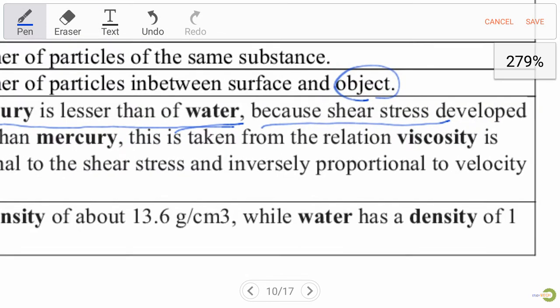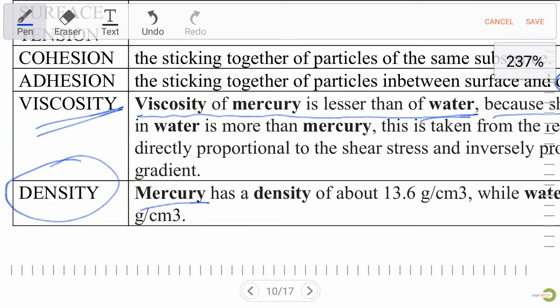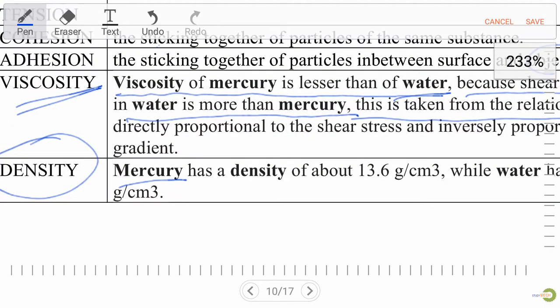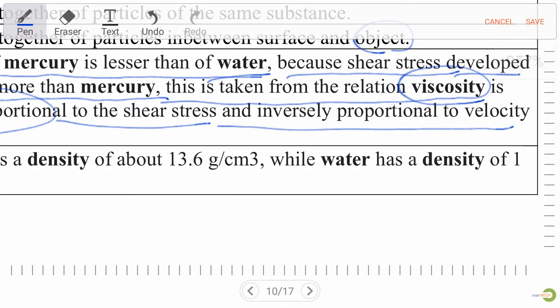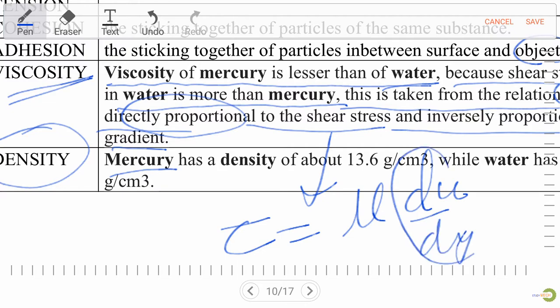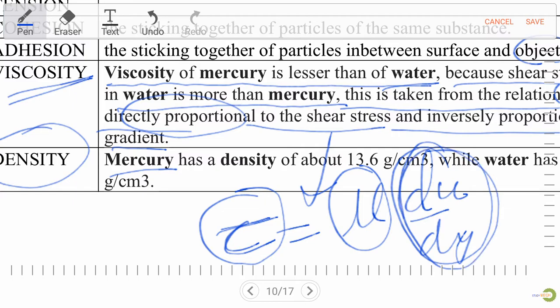Because shear stress developed in water is more than in mercury. This is taken from the relation: viscosity is directly proportional to shear stress and inversely proportional to velocity gradient. Now this relation tells that tau is equal to mu du by dy, and everybody knows du by dy is our velocity gradient and tau is the shear stress. So viscosity is directly proportional to shear stress and inversely proportional to velocity gradient.